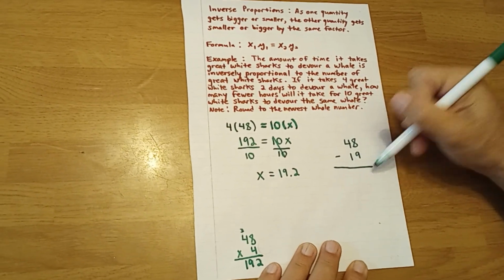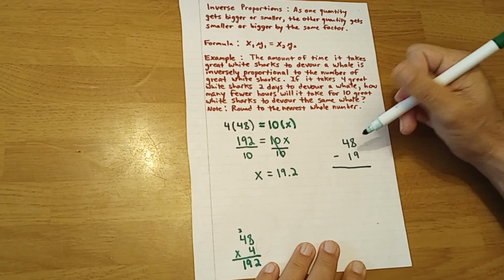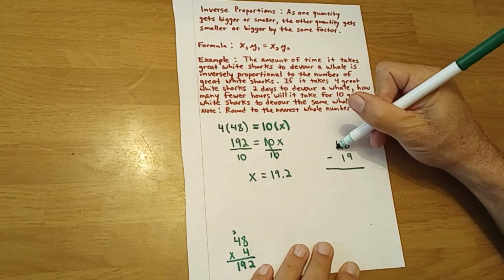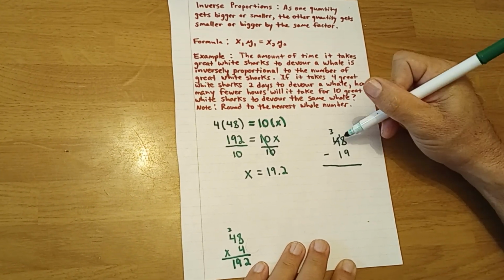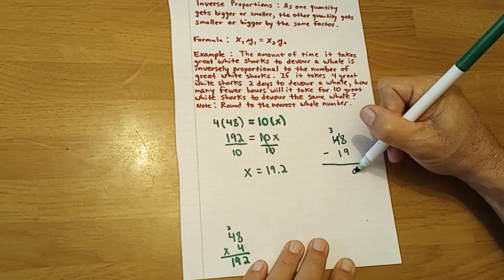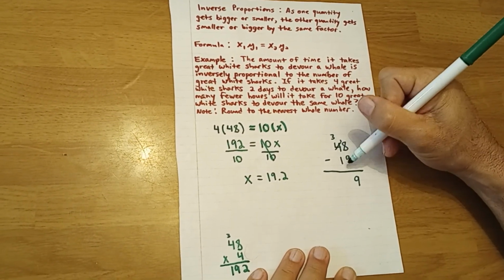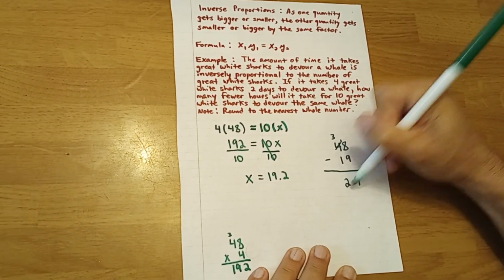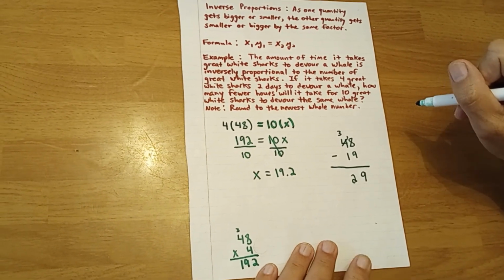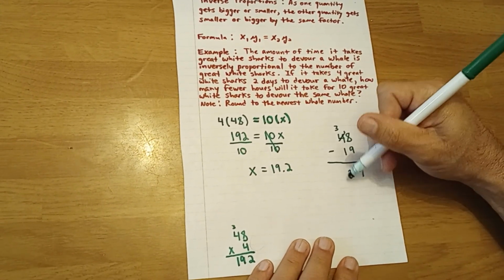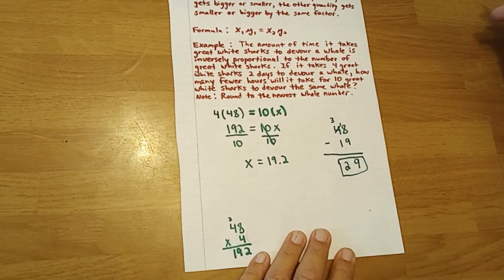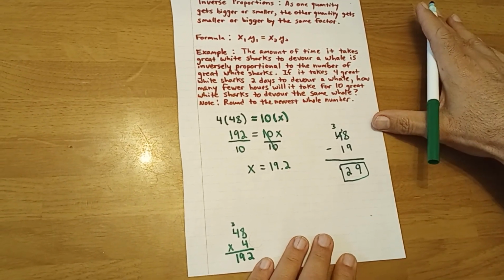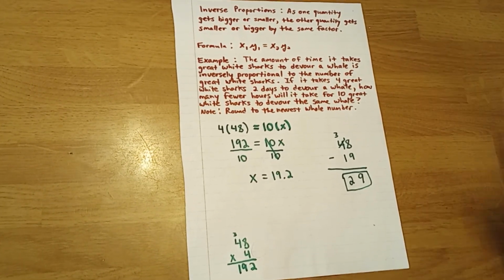So 48 minus 19. We cannot do 8 minus 9, so we borrow from here, make that 18. 18 minus 9 is 9, and 3 minus 1 is 2. So it takes 10 great white sharks 29 fewer hours to devour the same size whale. Okay, there you have inverse proportions.